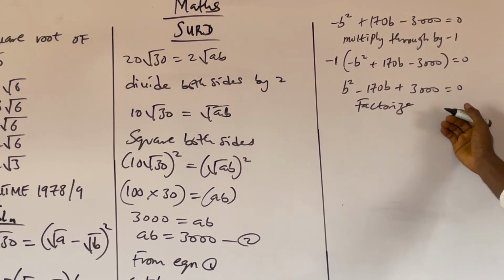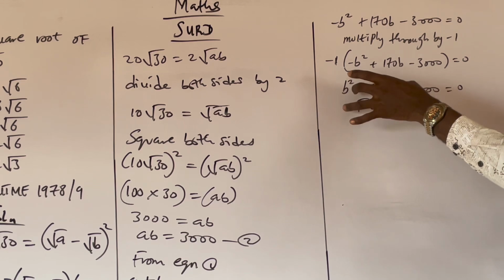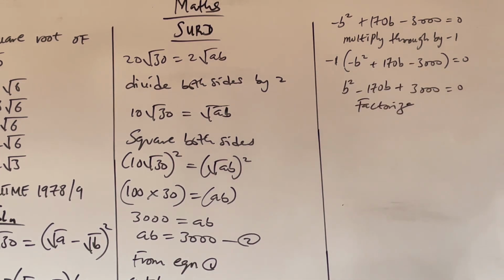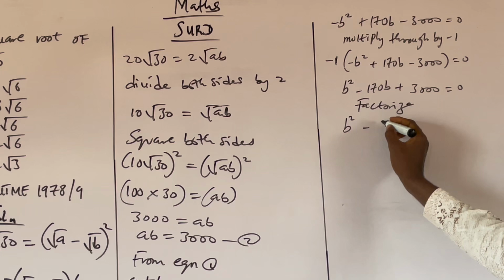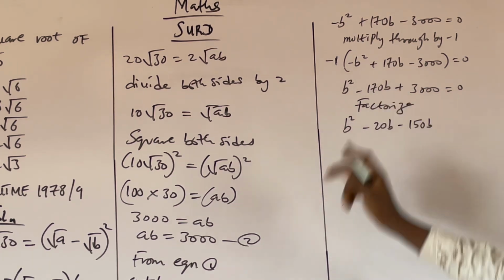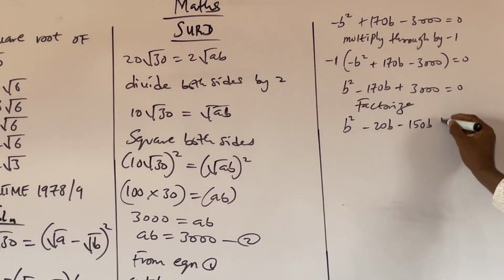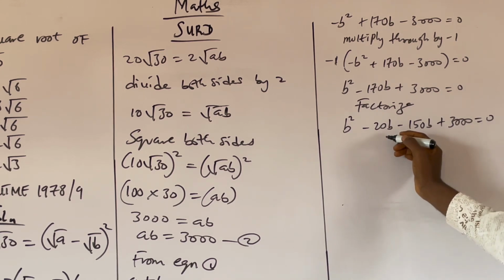When you factorize, you are going to look for two numbers that will give us the middle number. Remember, I have taught factorization on this channel, so if you don't understand factorization, do well to go to my channel and check out those questions I solve on factorization. So here we're going to have b square minus 20b minus 150b will give us minus 170b, then plus 3,000 equal to 0.